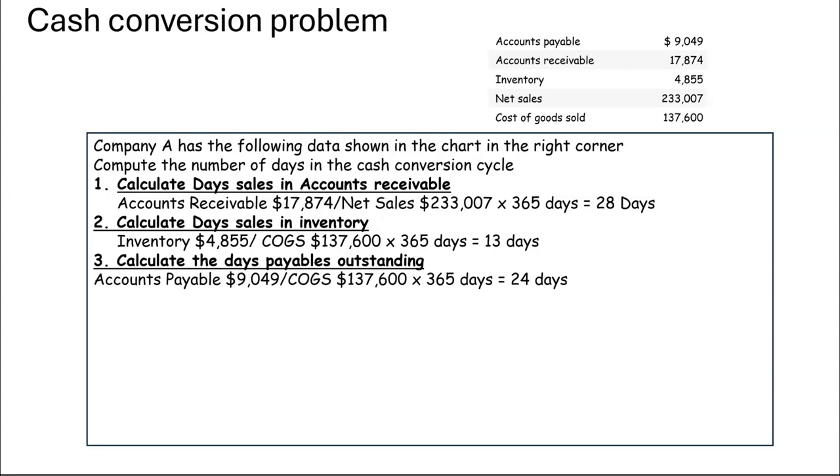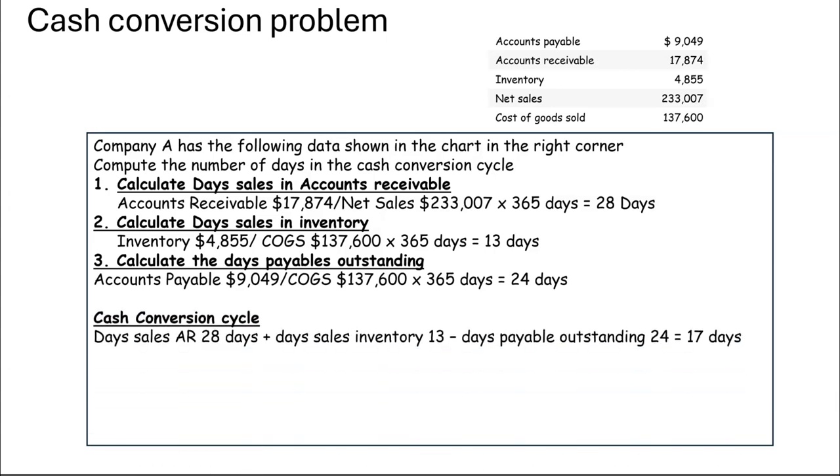Now we can come up with our cash conversion. How long does it take us? We're going to take the 28 days plus the 13 days minus the 24 days, and on average it takes us 17 days to convert what we spend to get our money back.